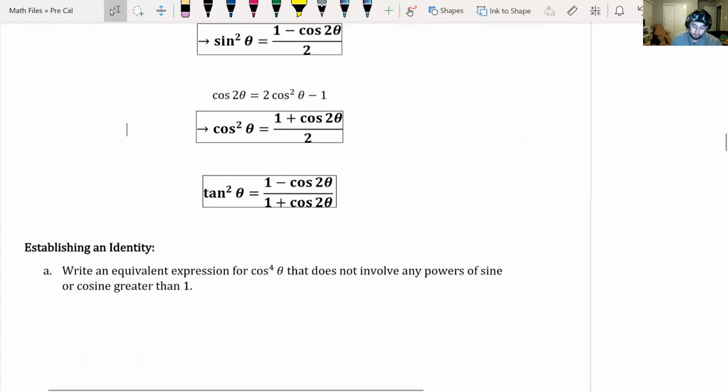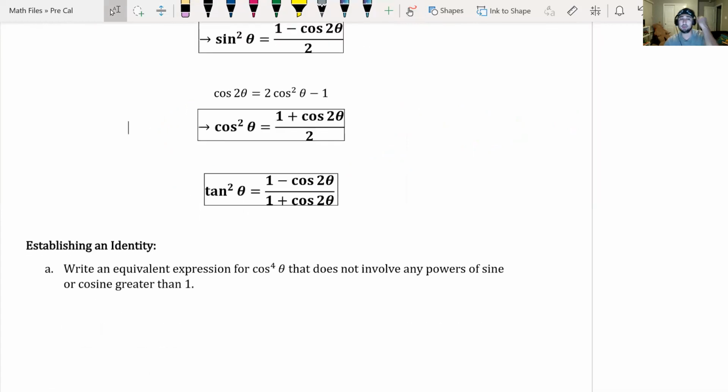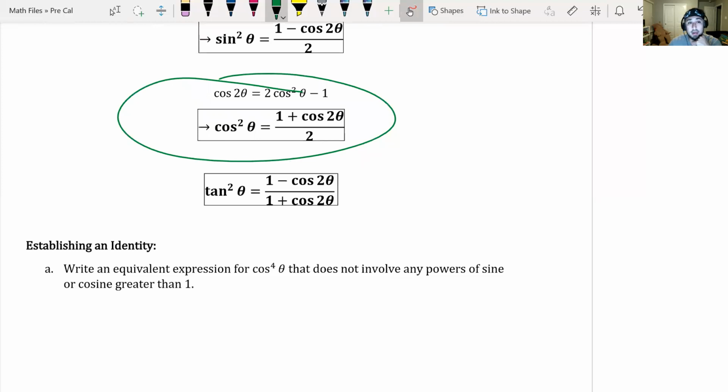Then, if we rearrange the second formula for cosine 2 theta, which was equal to 2 cosine squared theta minus 1, we get another new formula: cosine squared theta is 1 plus cosine 2 theta over 2. So now we have a formula for cosine squared in terms of double angles.